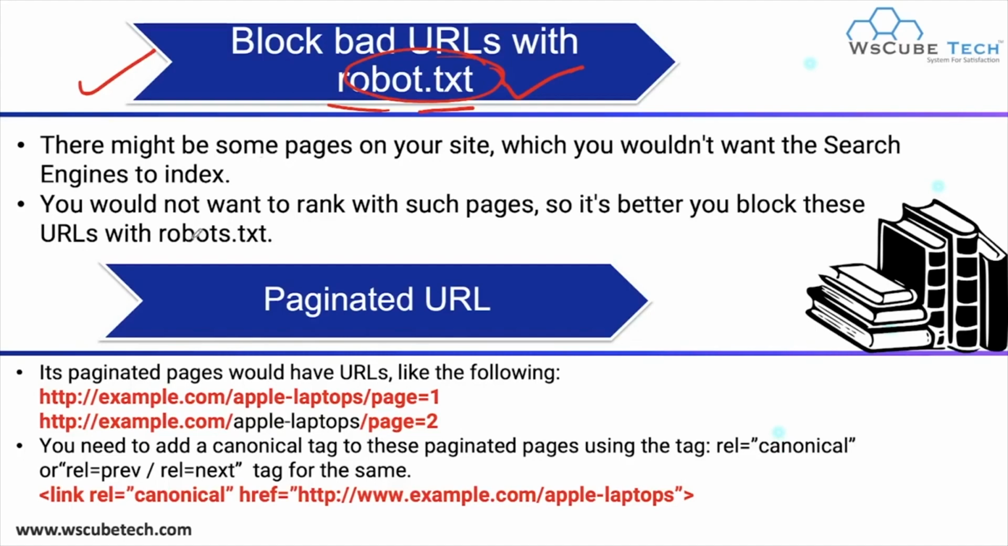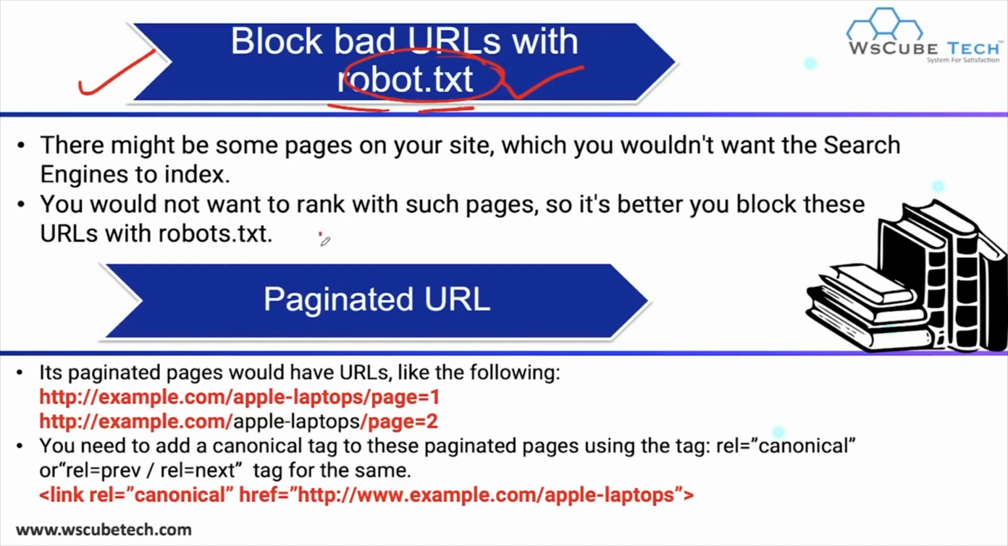Okay. So there might be some pages on your website which you would not want the search engine to index. This might be some sensitive information or a page not so connected with your website. So you would not want to rank with such pages. So it's better you block these URLs with the robots.txt file.